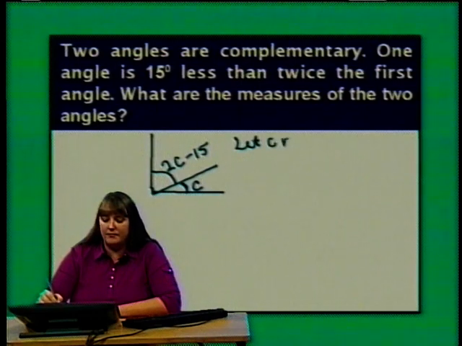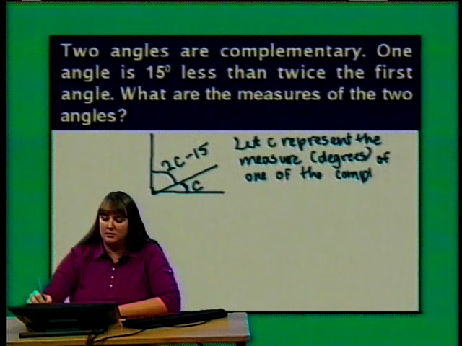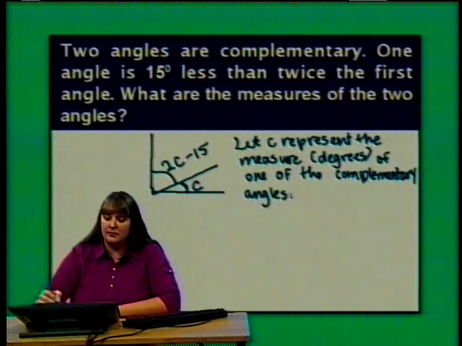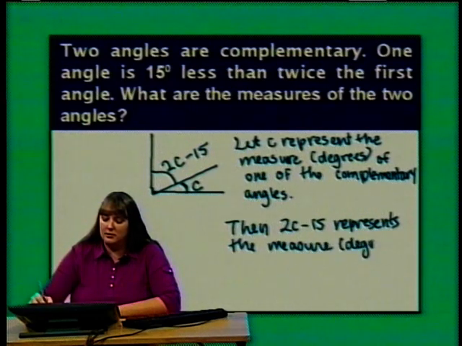Now I'm going to clearly define my variables. So I'm going to let C represent the measure, in degrees, of one of the complementary angles. Then 2C minus 15 represents the measure, also in degrees, of the other angle.